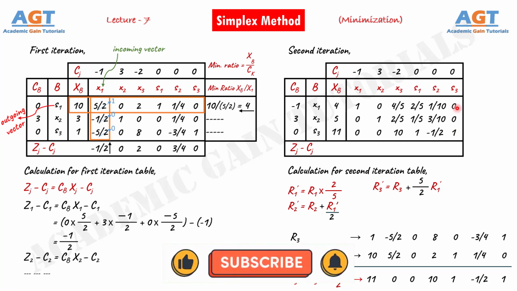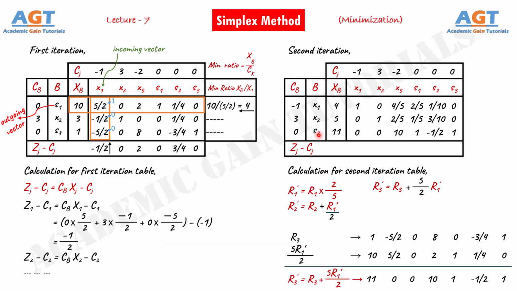If you observe carefully, in this table, the basic variables are x1, x2, and s3. If you observe the values of x1 column here, we have 1, 0, 0. In the x2 column here, we have 0, 1, 0. And in the s3 column here, we have 0, 0, 1. So, this forms an identity matrix. The basic variables are written serially as x1, x2, and s3.